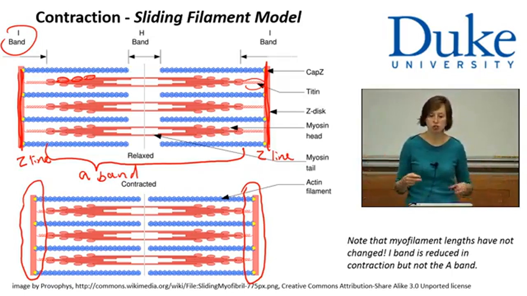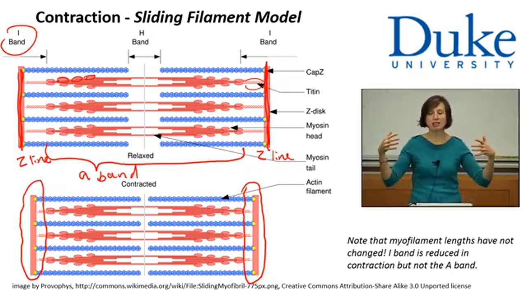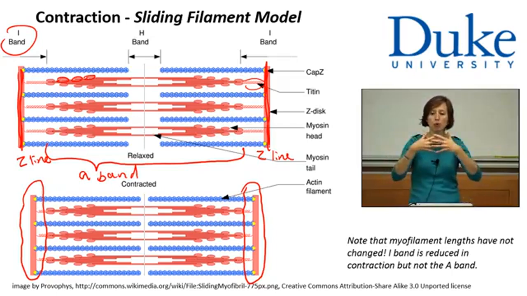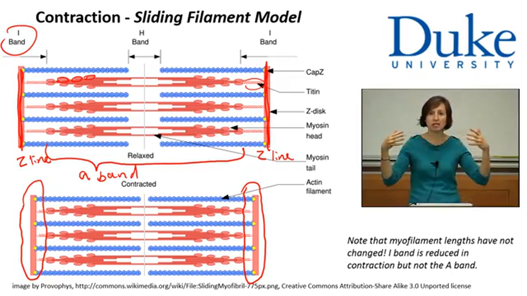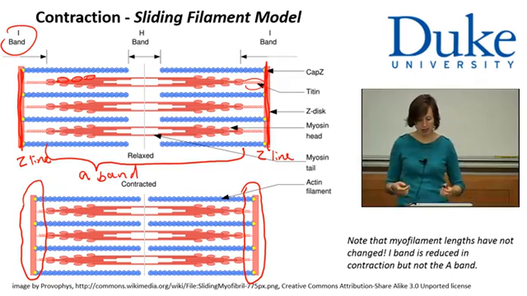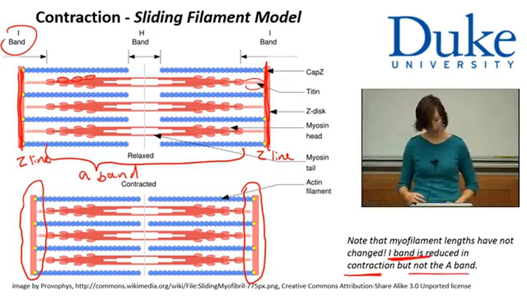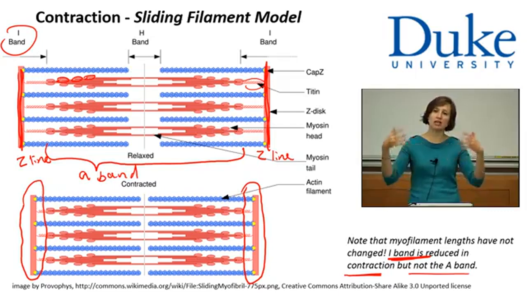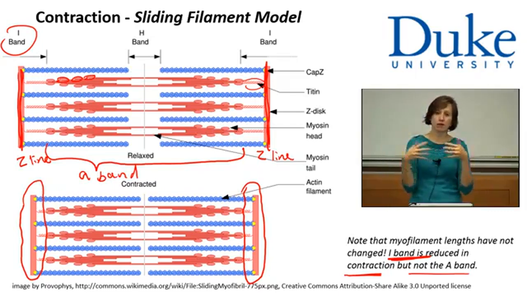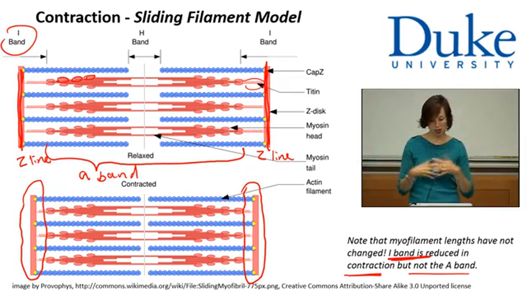What's changing is the amount of actin that is alone, because the myosin and actin are becoming more interdigitated, and so that means that it's the I band that is going to be reduced in width during contraction, but not the A band. And then it's important to understand that it's not the length of these molecules that's changing, it is the amount of interdigitation that's changing.